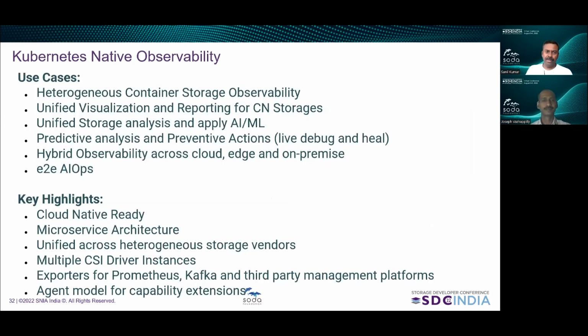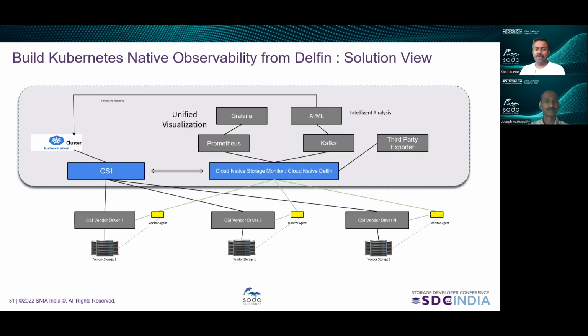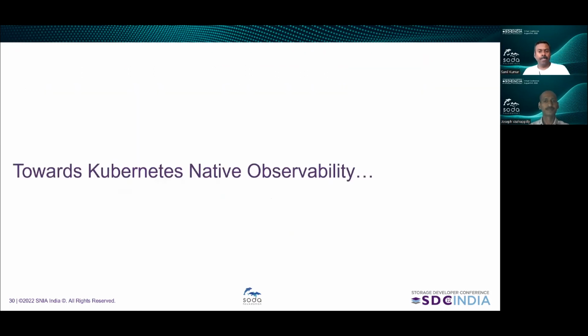Now, these are some of the use cases, like heterogeneous container storage observability, because there are a lot of different vendors. Even in SODA, we have a provision to support multiple storage vendors in CSI. SODA CSI supports it that way. We have the sidecars to support heterogeneous storage at the same time.